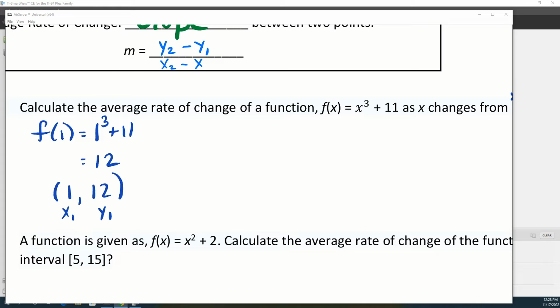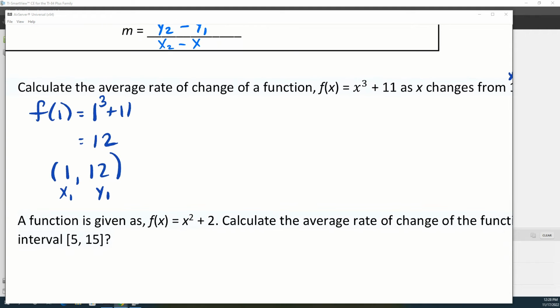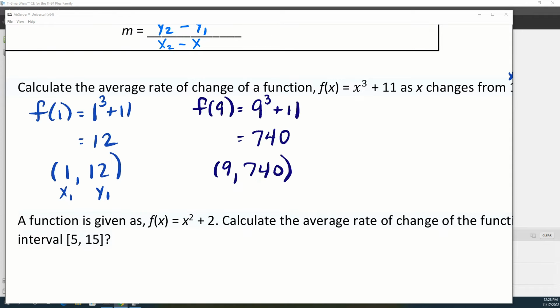All right. And then we're going to go back and do the same thing with 9. So we're going to find f of 9. So where the x's, we're going to do 9. So it's 9 cubed plus 11, which is a way bigger number, 740. Now your calculator can do that for you super easy. Right, so the other point that we're using for our slope or for our average rate of change is the point 9, 740, where 9 is x2 and 740 is y2.